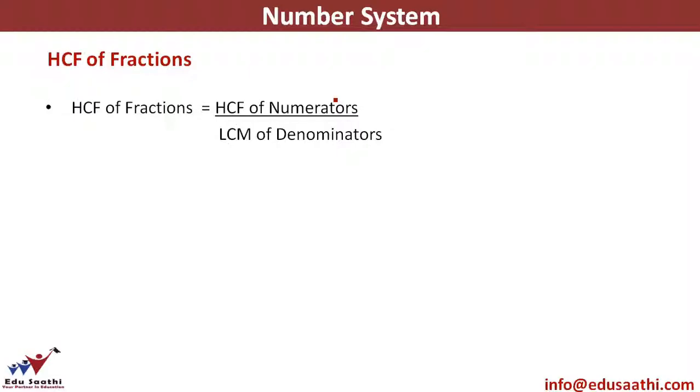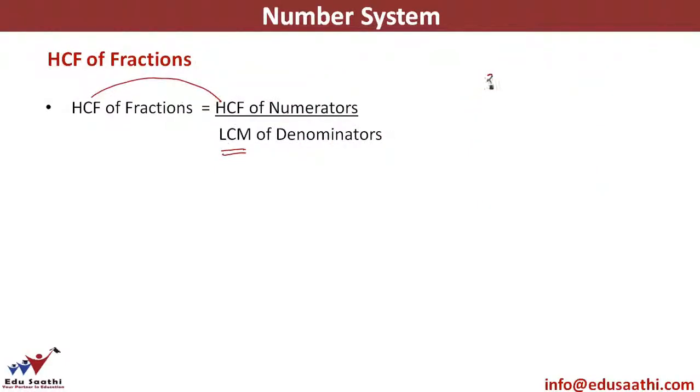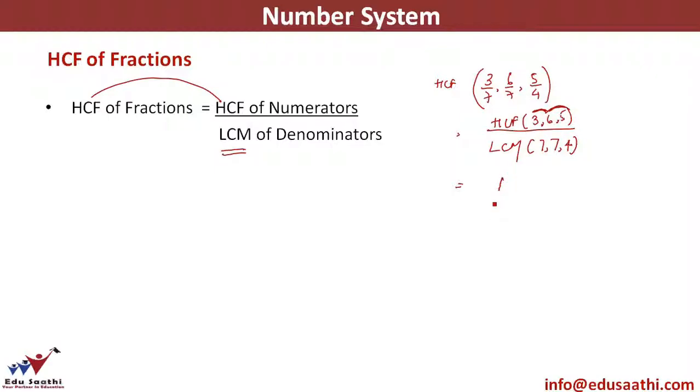Similarly, if you have to find out HCF of fractions, it will be HCF of numerators and LCM of denominators. So if I just look back and take the same values, you're looking at 3 by 7, 6 by 7 and 5 by 4. Now what I have to do is find their HCF. It is HCF of the numerators, which is 3, 6 and 5, followed by LCM of denominators, which is 7, 7 and 4. So 3 and 6 have 3 in common, 6 and 5 have nothing in common. My HCF would be 1 divided by my LCM, which is 28. So this will be the answer for HCF.